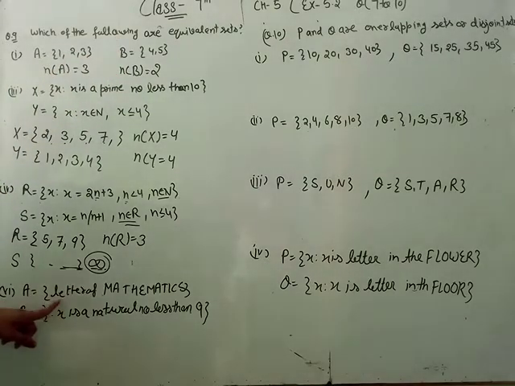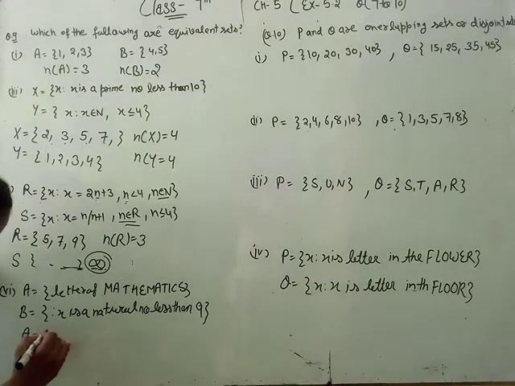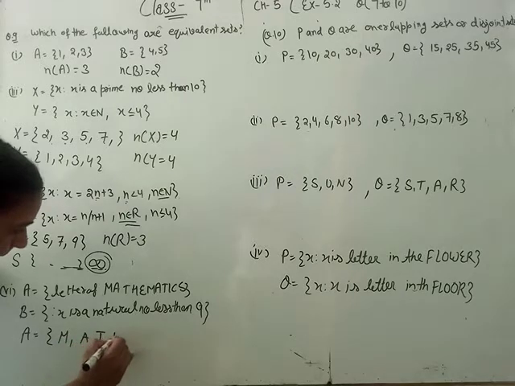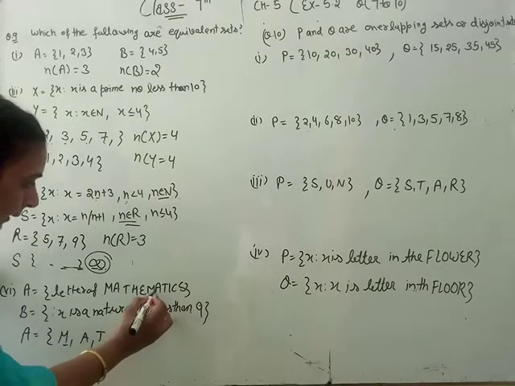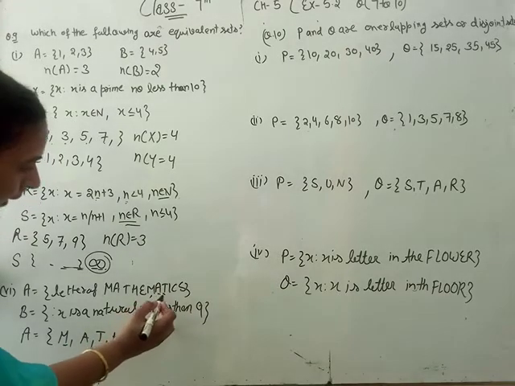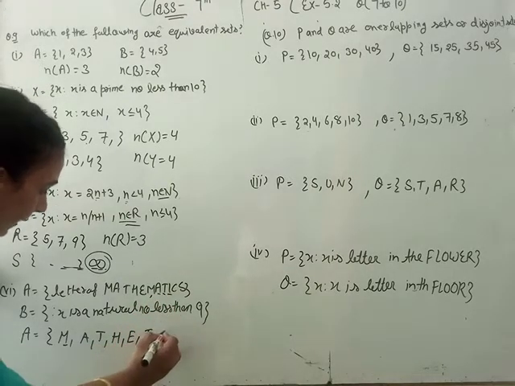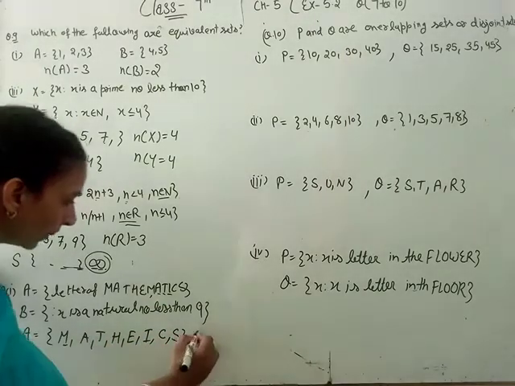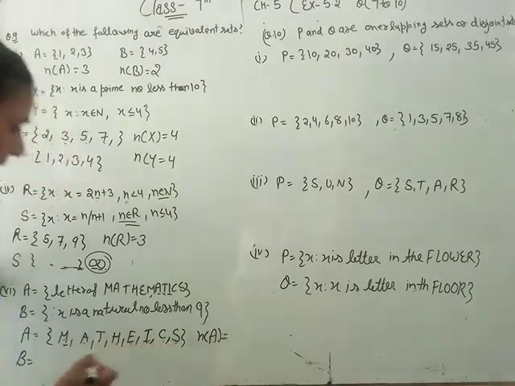Part 6: set A is the letters of mathematics, and in set B, x is a natural number less than 9. In set A, the letters of mathematics: first M, next we take A, P, H, E, again M we already took, next A already taken, T also, I, there is I, next is C, and next is S. Okay, and in set A, the cardinal number, total elements 1, 2, 3, 4, 5, 6, 7, 8.